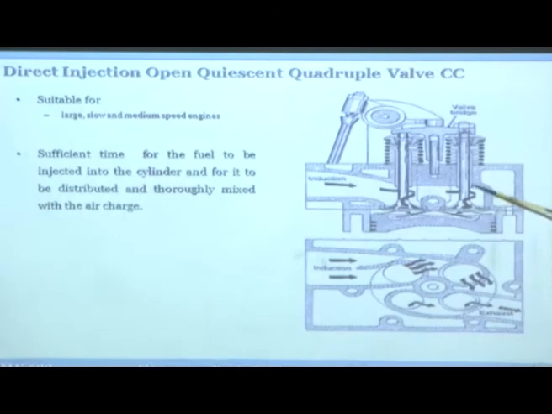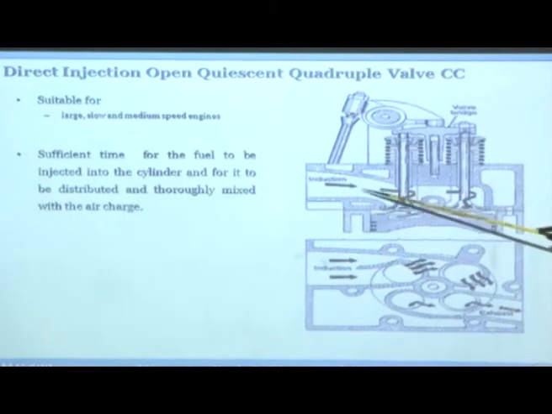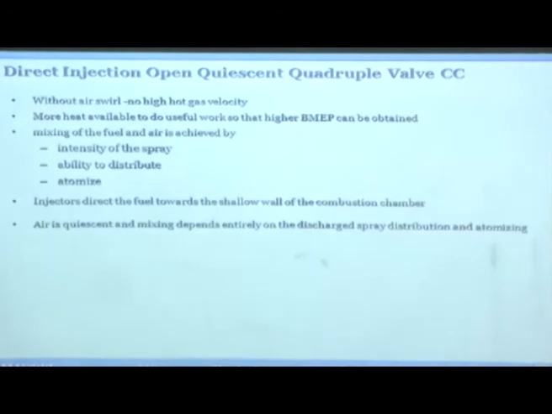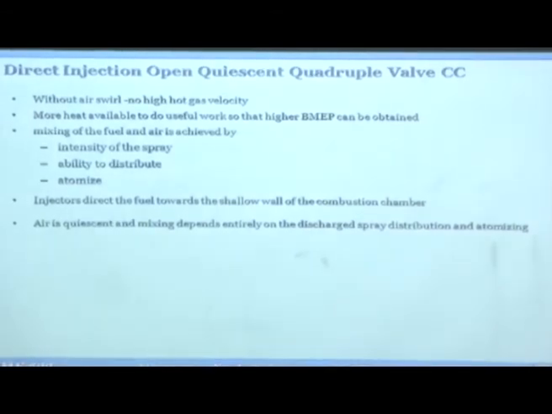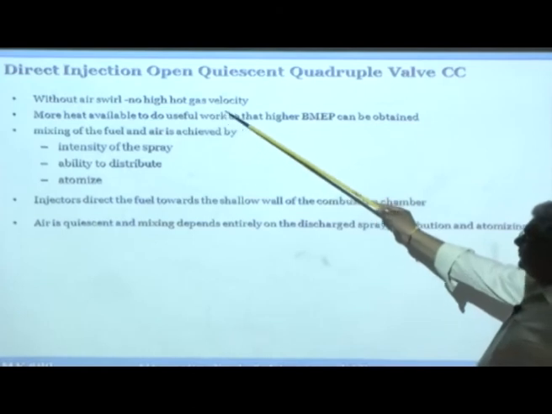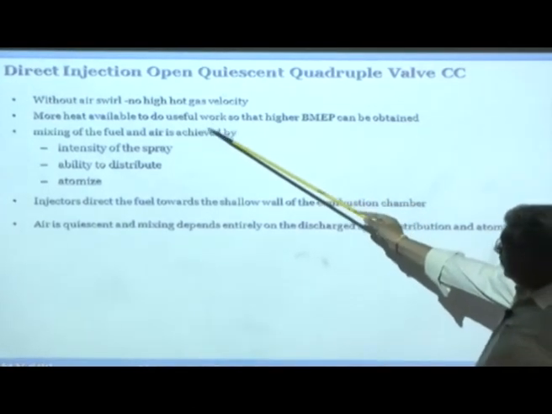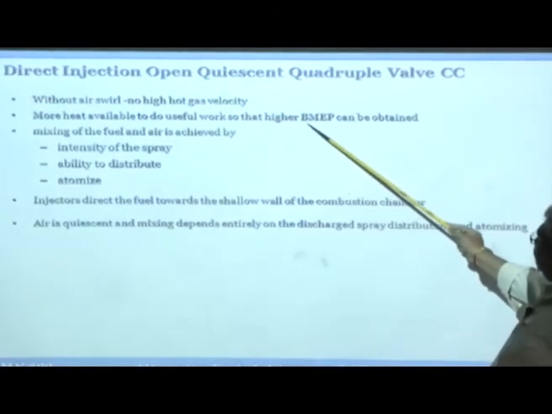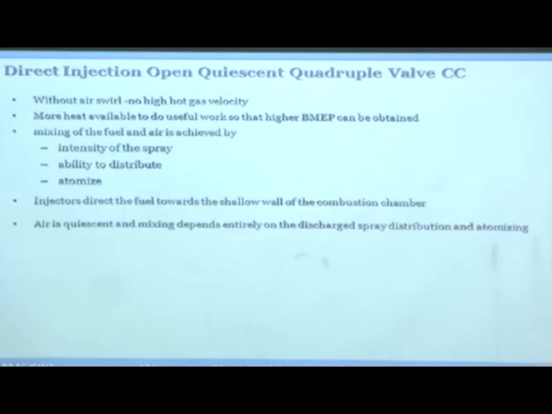these are the two intake valves. The air is coming in, undergoes some swirling, and then comes out, and from here the exhaust takes place. So in the direct injection open quiescent chamber, there is no air swirl, so there is no hot gas velocity. More heat is available for doing useful work because the heat loss is low, and therefore higher brake mean effective pressure (BMEP) can be obtained. That means you can operate them at very high load conditions.